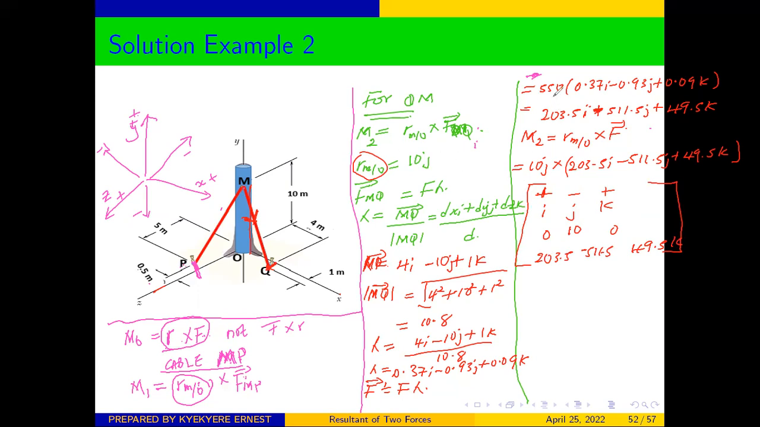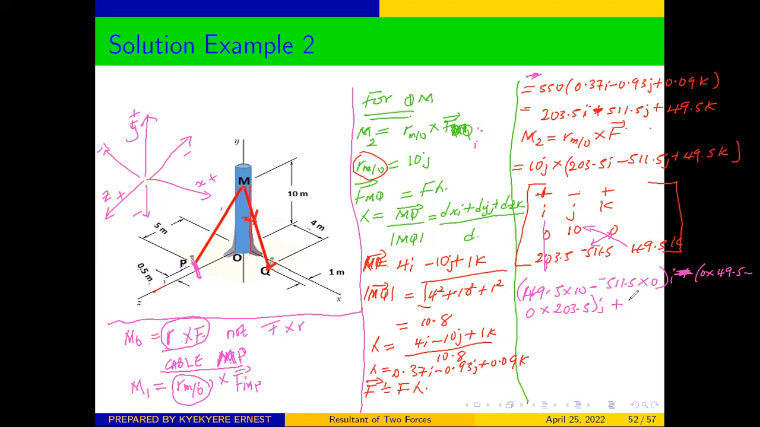Then we can determine the determinant from the matrix method. We said that if you want to get a determinant, for I, you cross out all the I's and you'll be left with the 2. So we are going to get this times this minus this times that. Very simple. For I, we are going to get 49.5 times 10 minus negative 511.5 times 0, and everything there will give us our I component. Plus, for the Y component, don't forget that the negative is there. So this is going to be minus, into bracket, 0 times 49.5 minus 0 times 203.5, and all this will be the J component.